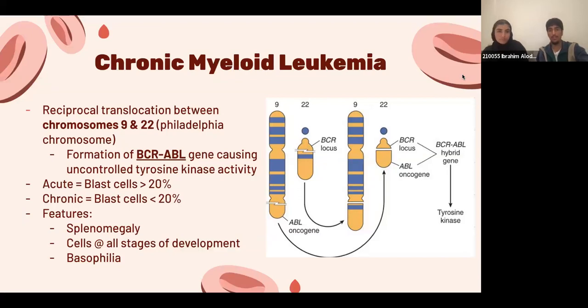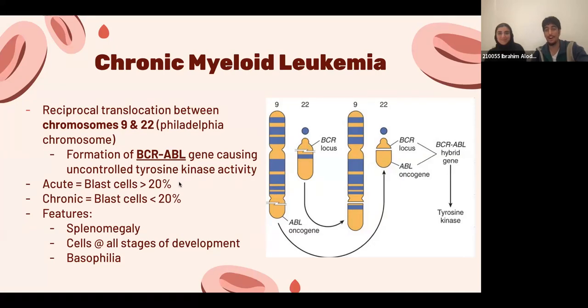Great. All right. Now a little crash course on CML, because it's high yield. Like we already mentioned, there's going to be the translocation between chromosomes 9 and 22, sometimes called the Philadelphia chromosome. You're going to get the formation of the BCR-ABL gene, which is going to lead to uncontrolled tyrosine kinase activity. And you all passed mole, so you should know what tyrosine kinase activity is.